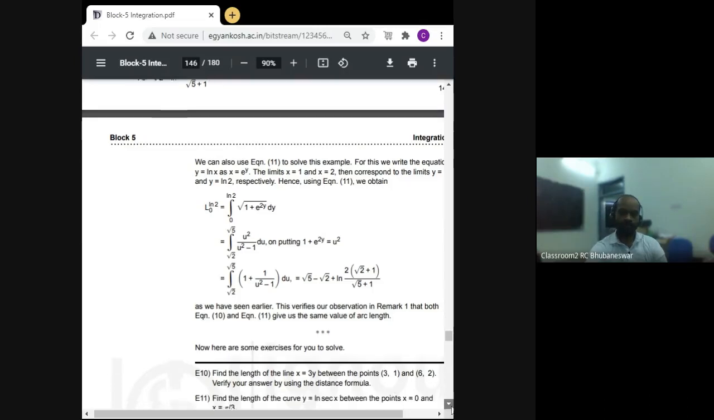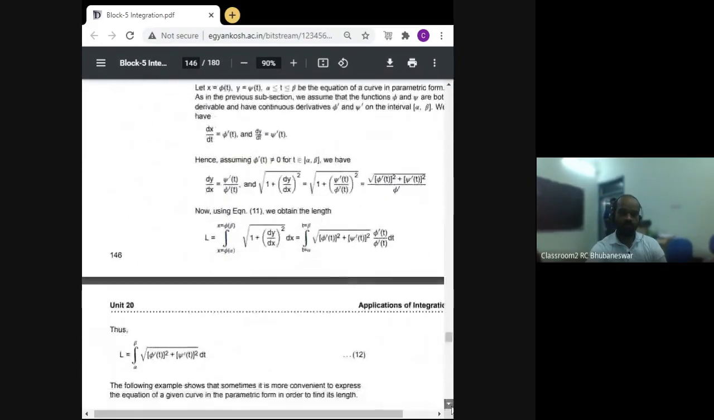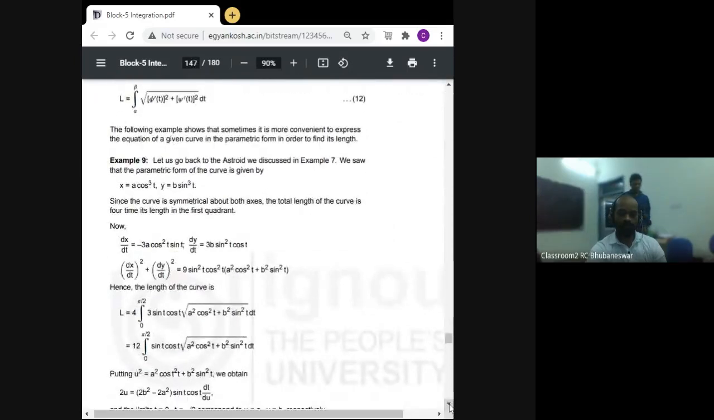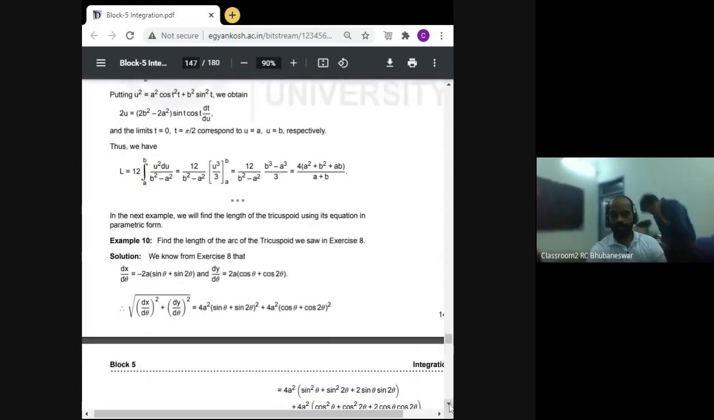So some other examples are given, and students are advised please go through each and every example given in your textbook for better understanding of the chapter and the examples. So if you have any question, then please put your question.